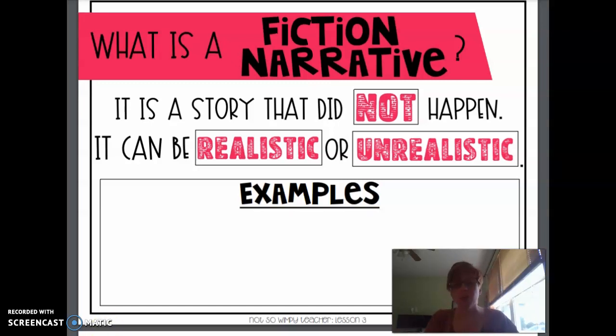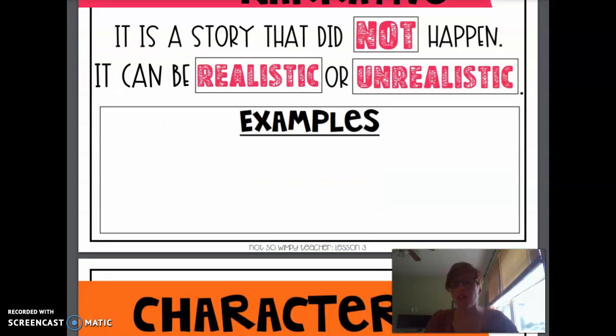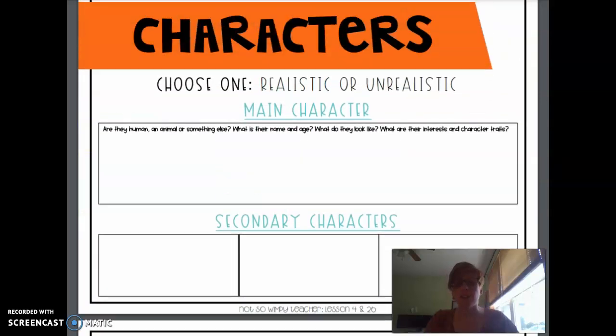Today, we are going to talk about creating characters for our fiction narrative. And the paper in front of you is what you are going to fill out. You are going to decide your main character of your fiction narrative and your secondary characters of your fiction narrative. So let's spend a minute talking about characters in a story.